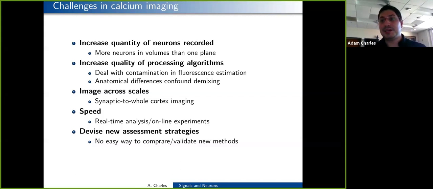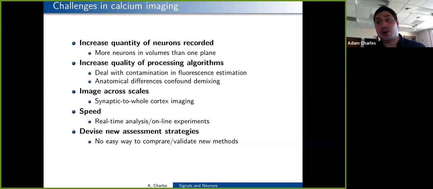We want speed, right? So there's a lot of promise, and I think this is a great crowd for this, right? There's a lot of promise in being able to do real-time analysis, online experiments, providing feedback and perturbations to try to suss out causality rather than post hoc analysis. And so speed is really of the essence.